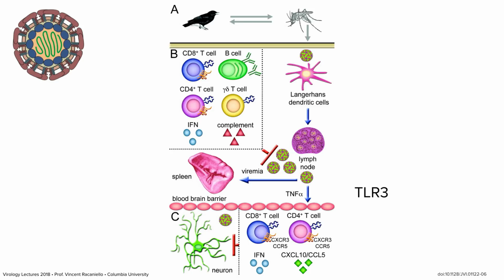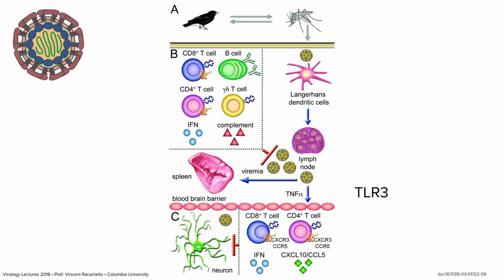It is sensed by toll-like receptors. Toll-like receptor 3 in particular leads to the production of TNF alpha. That loosens up the blood-brain barrier. Remember the blue brains in the mice last time? And then the virus gets into the central nervous system.